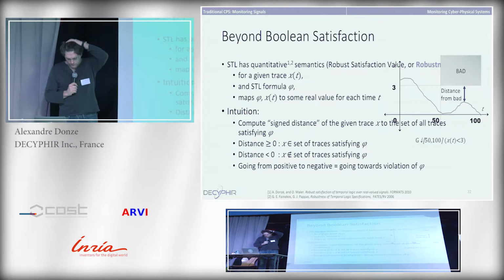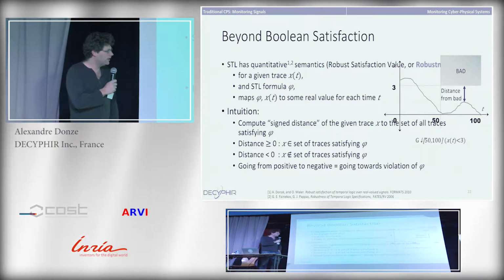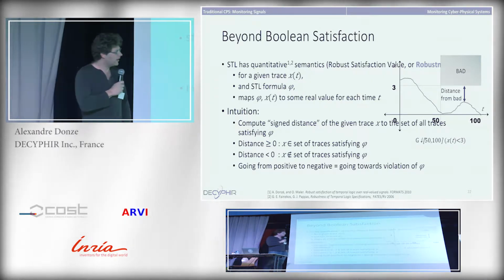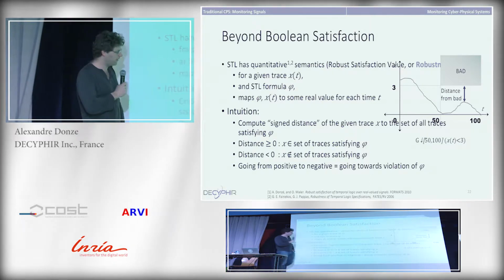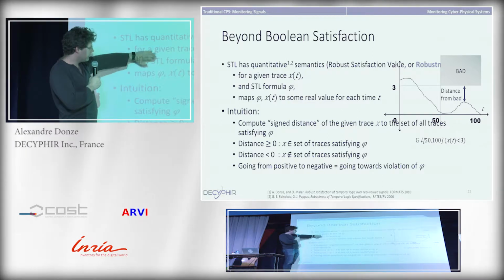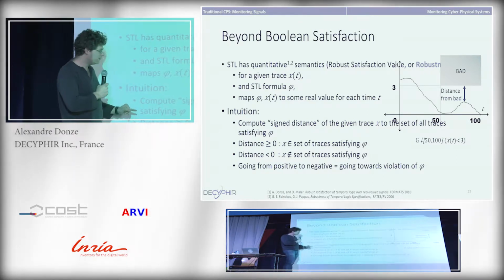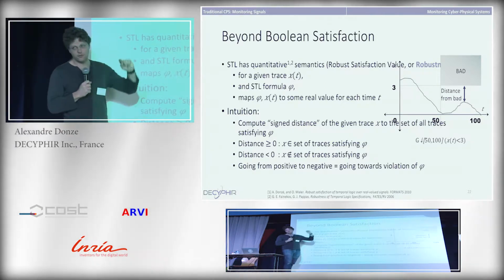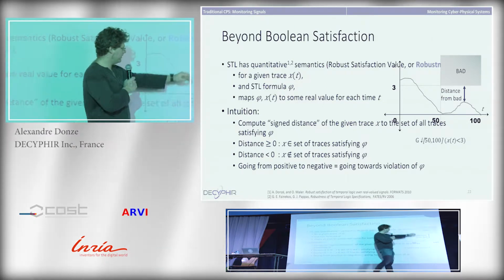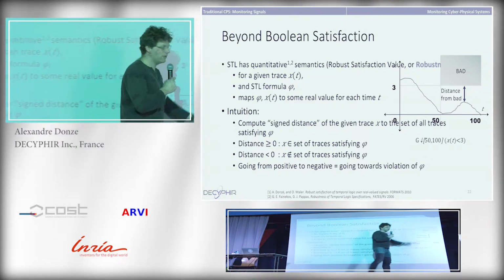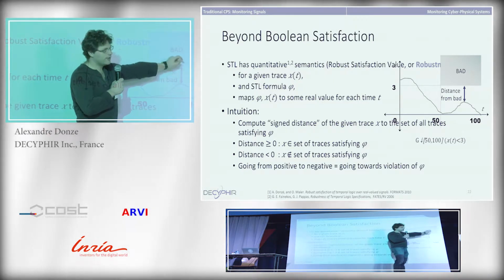Okay. Now the second thing that's interesting about this logic is that it comes equipped with quantitative semantics, so you don't only say that a trace satisfies a formula, but you can say by how much it satisfies it. For a given trace x and a formula phi, you can map phi and x to some value, and intuitively this value is the signed distance from the trace to the set of traces that do not satisfy it. If you have your signal here, and this is the bad region for your signal, then the quantitative satisfaction gives you the distance between your signal and that. And if it goes into the bad region, it gives you the distance from the signal to the outside of the bad region.